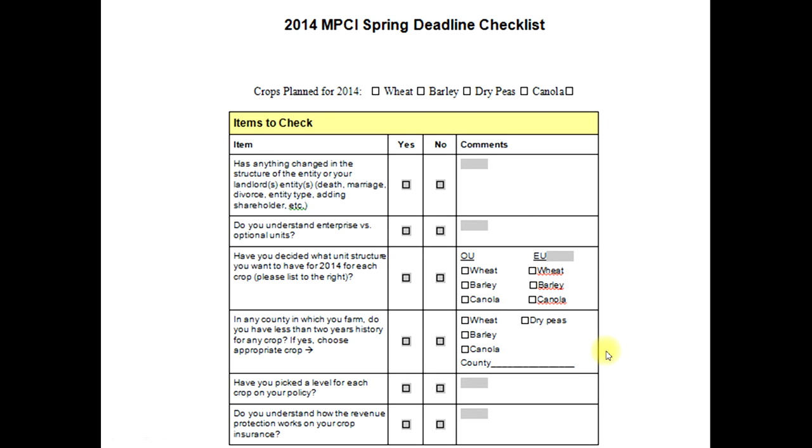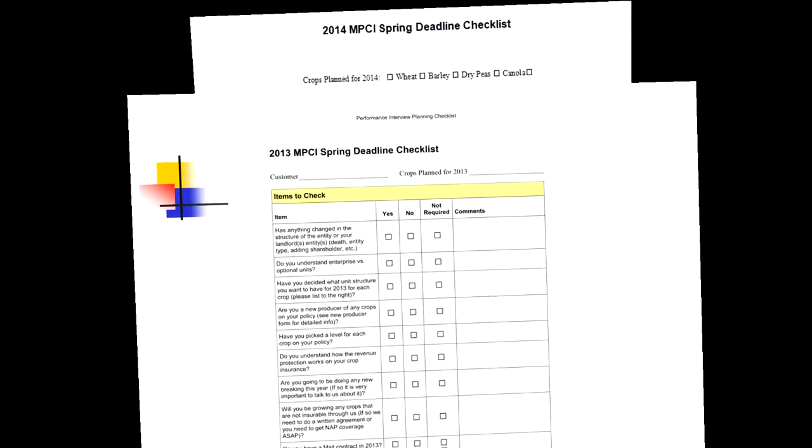Have you picked a level for each crop on your policy? Do you understand how revenue protection works, which we went through in the previous slides as well? If you don't understand that, we'll give you a call and explain it, because that's a pretty important component of your crop insurance to understand.